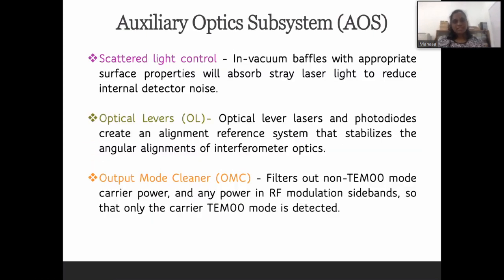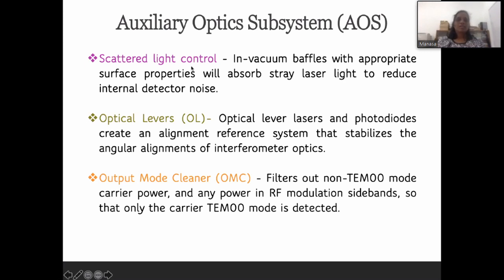So the next subsystem that we will discuss is the auxiliary optics subsystem, and this subsystem has many more sections within it. What this collectively provides is additional sensing, diagnostics, and control of the interferometer. We will discuss each of it briefly.